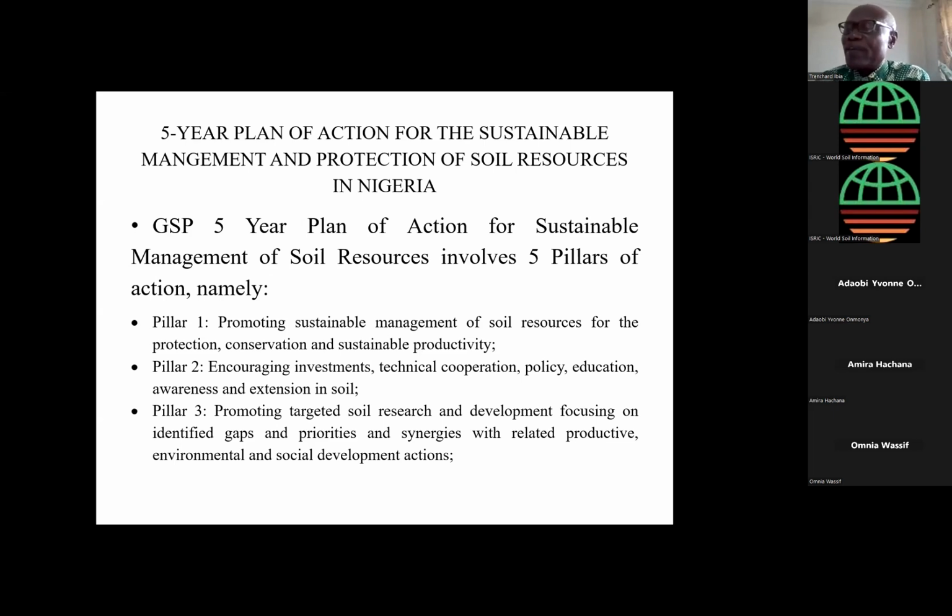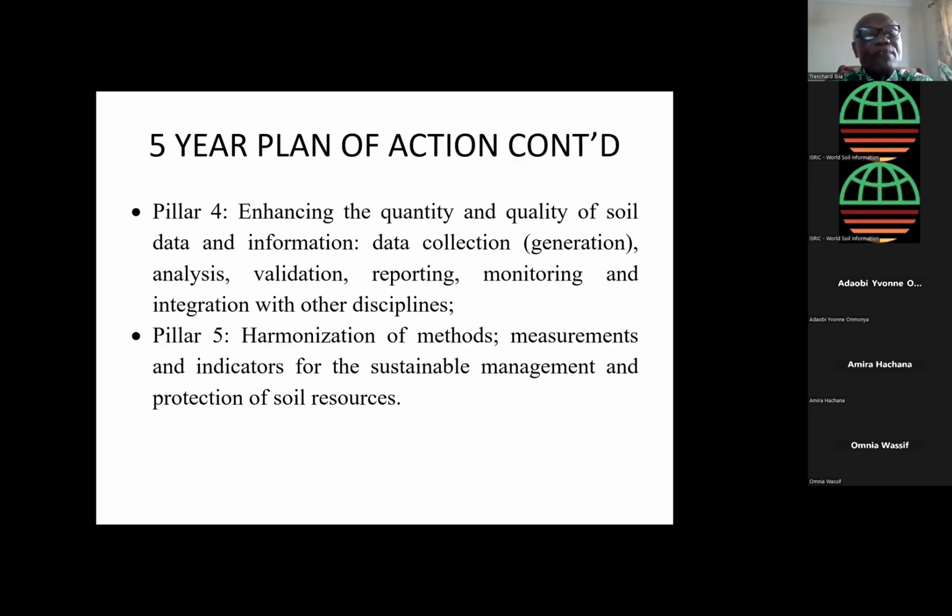Now, coming to the five-year action plan for the sustainable management and protection of soil resources, which is the main focus of this showcase presentation. We are in tandem with the Global Soil Partnership 5-year plan of action for sustainable management of soil resources. And these involve 5 pillars. Pillar 1 is promoting sustainable management of soil resources. Pillar 2 is encouraging investments, technical cooperation, policy, education, awareness, and extension in soil. Pillar 3 is promoting targeted soil research and development, particularly focusing on gaps and priorities and synergies with relativity to productivity, environmental and social development of actions. Pillar 4 and 5 are related.